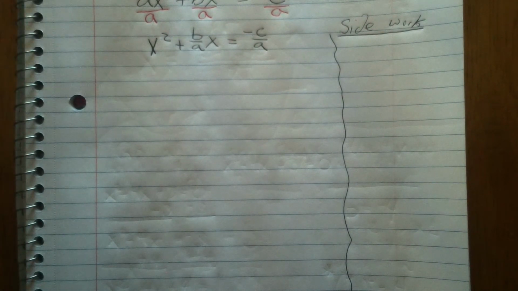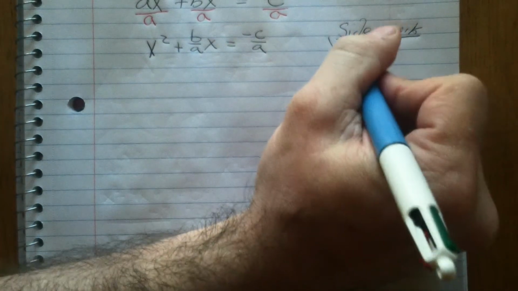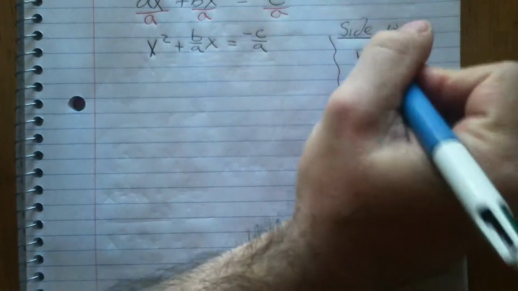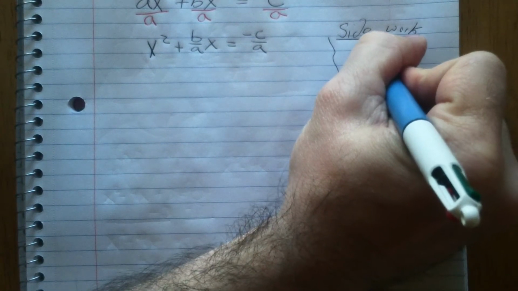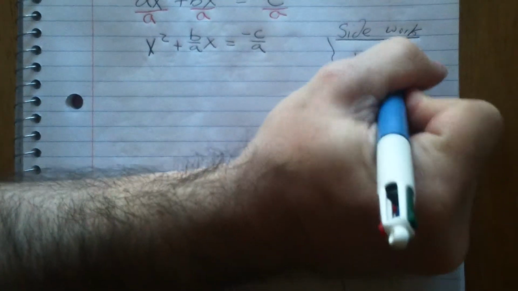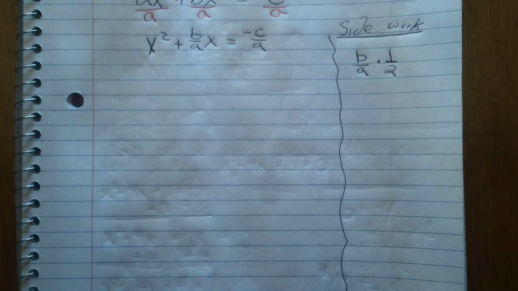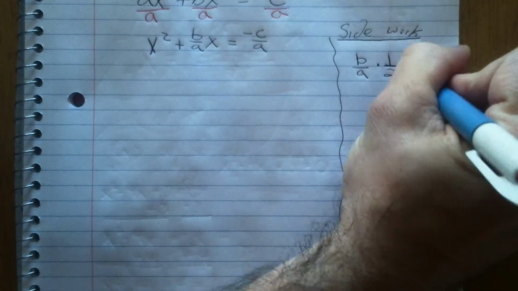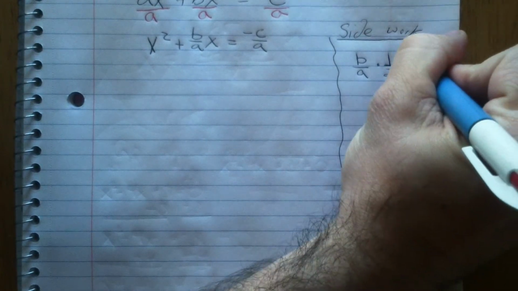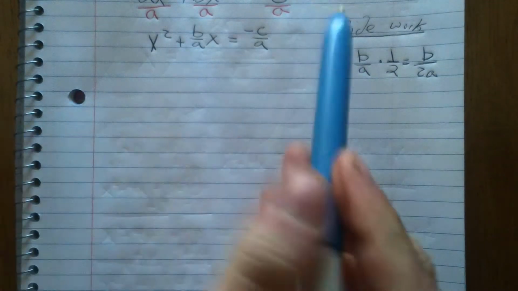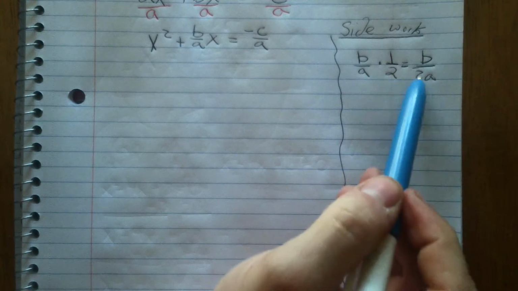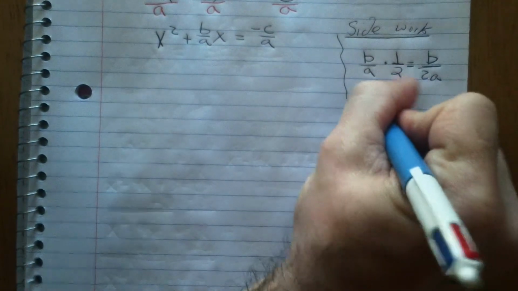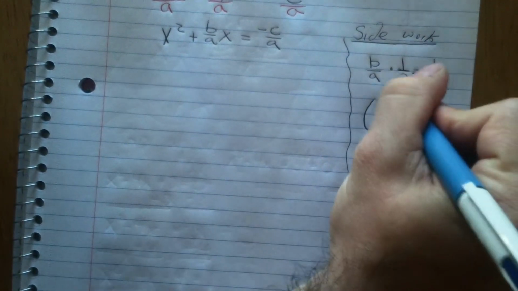So, alright, our side work here, we're going to take our new b, which is b over a, and we're going to divide it by 2, which is the same as multiplying by 1/2. Dividing by 2 and multiplying by 1/2 are the same thing. And that's going to get us b over 2a. I just multiplied across. So b times 1 is b. a times 2 is 2a. So b over 2a. We're going to take b over 2a, and we're going to square it.